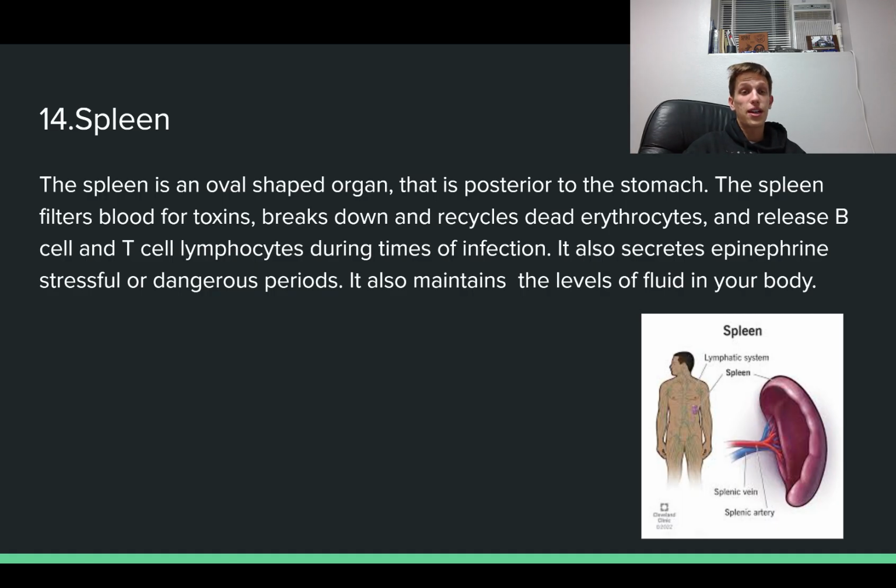The spleen is next. The spleen is the largest organ in the lymphatic system. It filters blood for toxins, breaks down and recycles dead erythrocytes, and releases B and T cell lymphocytes during times of infection. It also secretes epinephrine, which is essentially adrenaline.